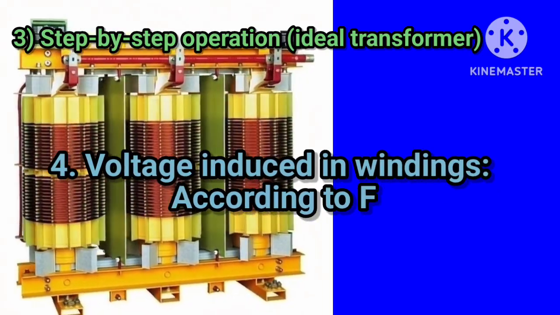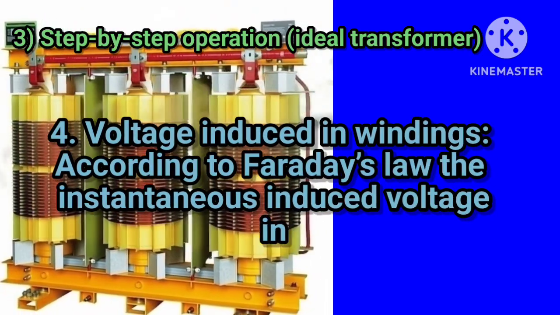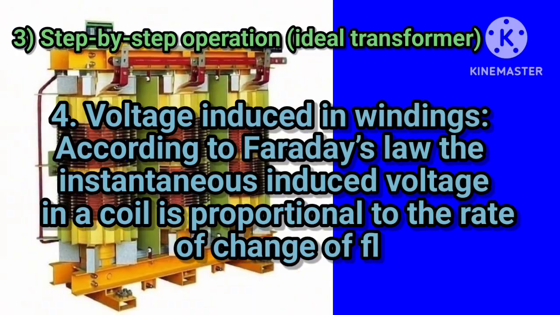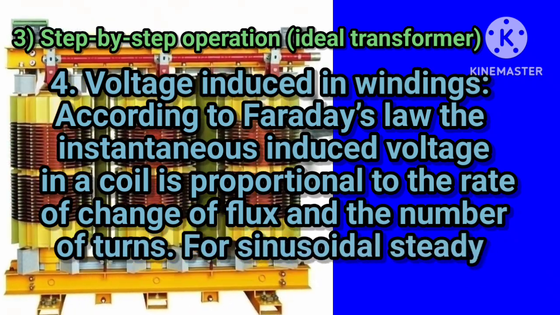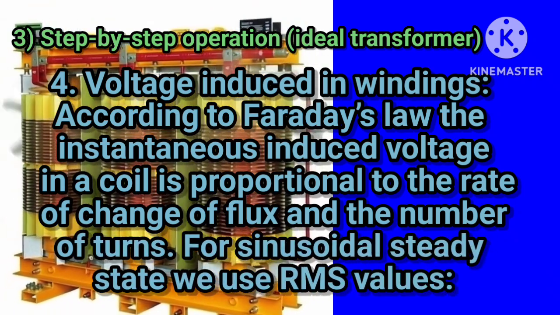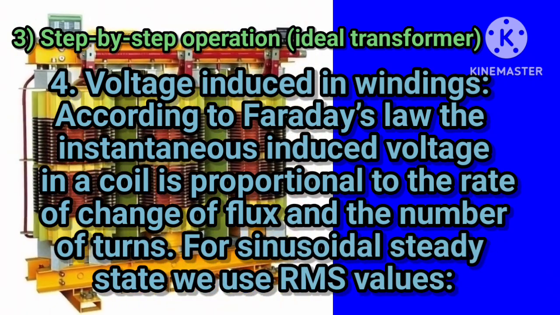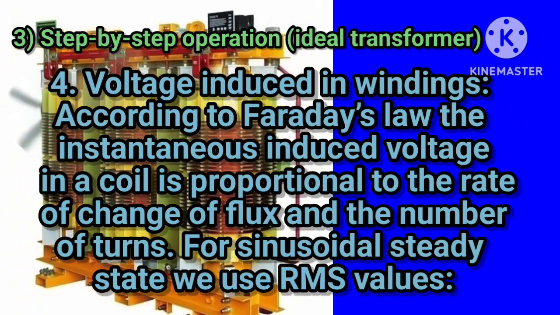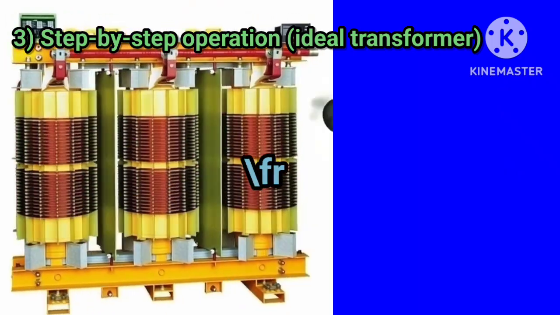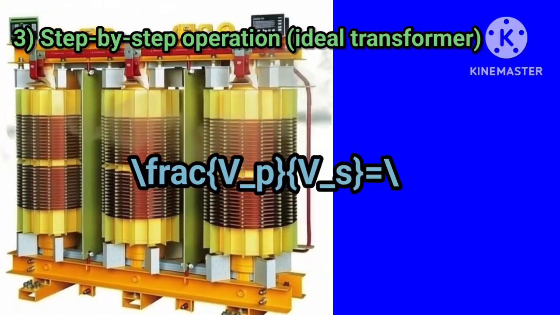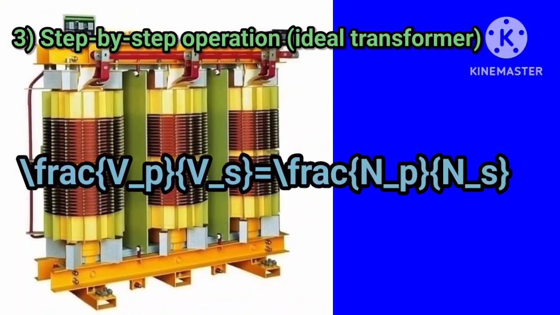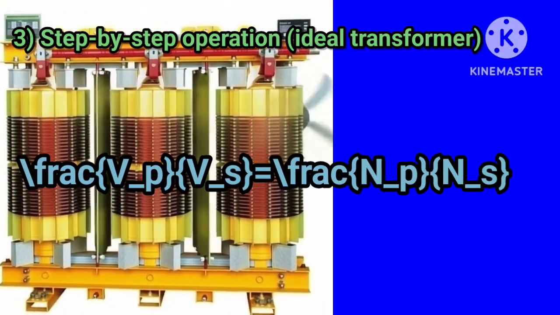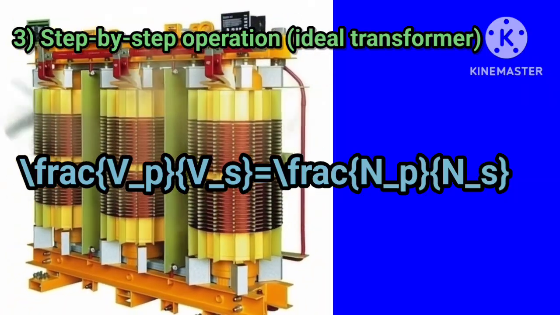4. Voltage induced in windings. According to Faraday's law, the instantaneous induced voltage in a coil is proportional to the rate of change of flux and the number of turns. For sinusoidal steady state, we use RMS values. V_P / V_S = N_P / N_S.